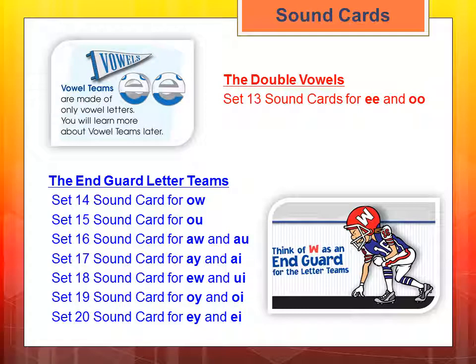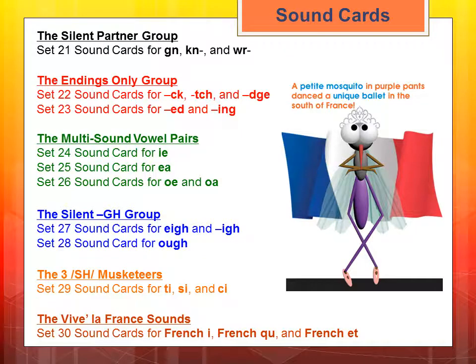The double vowels are exactly what they sound like. They are the cards for the double E and the double O. The end-guard letter teams include 7 groups of sounds. Finally, we have the silent partner group, where each of the phonemes contains at least one silent letter, the endings only group, which are phonemes that end most of our words, the multi-sound vowel pairs, the silent GH group, the 3 sh musketeers, and finally, the Vive la France sounds.